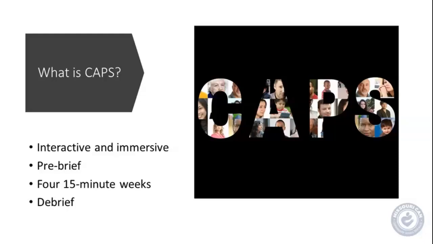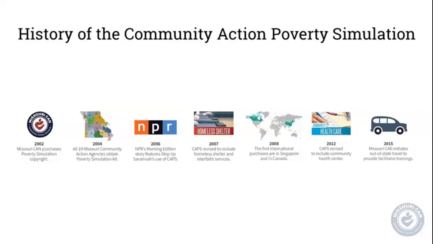So now that we know just a little bit about what's involved with running a simulation, let's talk about the history of the Community Action Poverty Simulation, just very briefly. Initially, the poverty simulation was owned by a group out of St. Louis called ROWEL, which is Reform Organization for Welfare. And for various reasons, as happens to nonprofits, ROWEL disbanded in the early 2000s. At the time, Missouri CAN was called Missouri Association for Community Action, and we already had a relationship with ROWEL. So we were able to work out a situation where we purchased the copyright to their kit, what they called their welfare simulation. That happened back in 2002. And really, the rest is history.